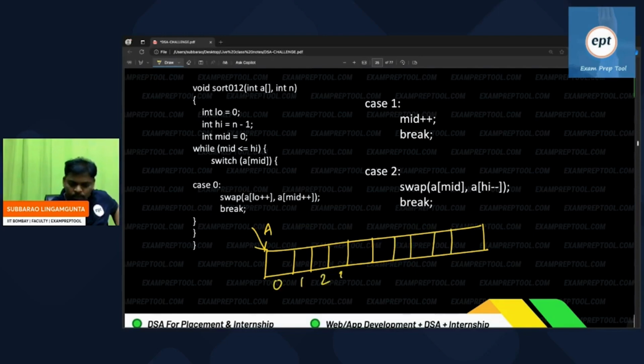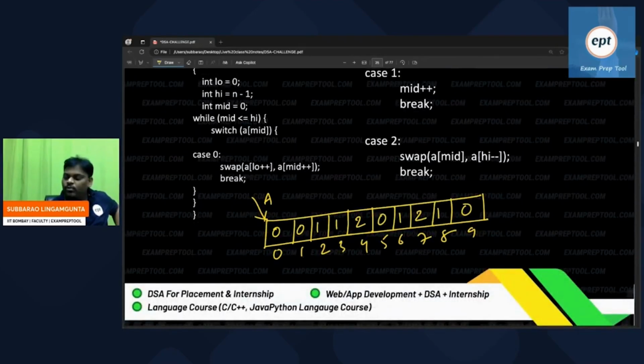Zero, 1, 2, 3, 4, 5, 6, 7, 8, 9. Let us assume that the elements are these, some elements like this. So what you will do is take 3 variables first. The bigger index, assume that it is high. The lower index, assume that it is L. In the same place, keep M also initially.